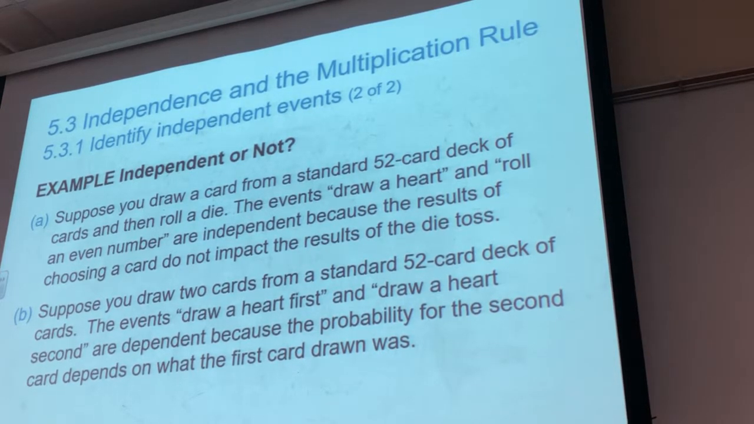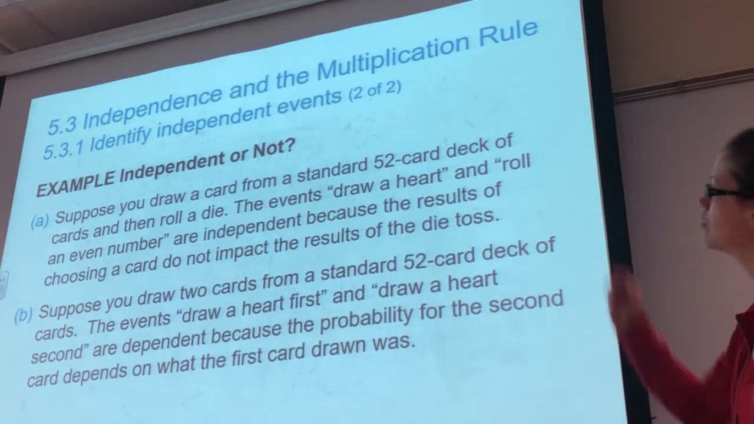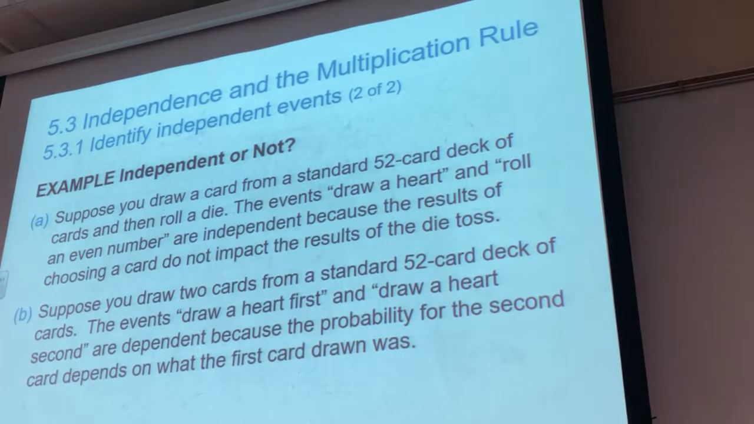All right, so it says you draw a card from a standard 52 card deck and then roll a die, and we're looking at drawing a heart from the deck and rolling an even number. It's going to be independent because it doesn't matter if you got a heart or not, because when you roll a die, you still have a 1 out of 6 chance of getting each individual number.